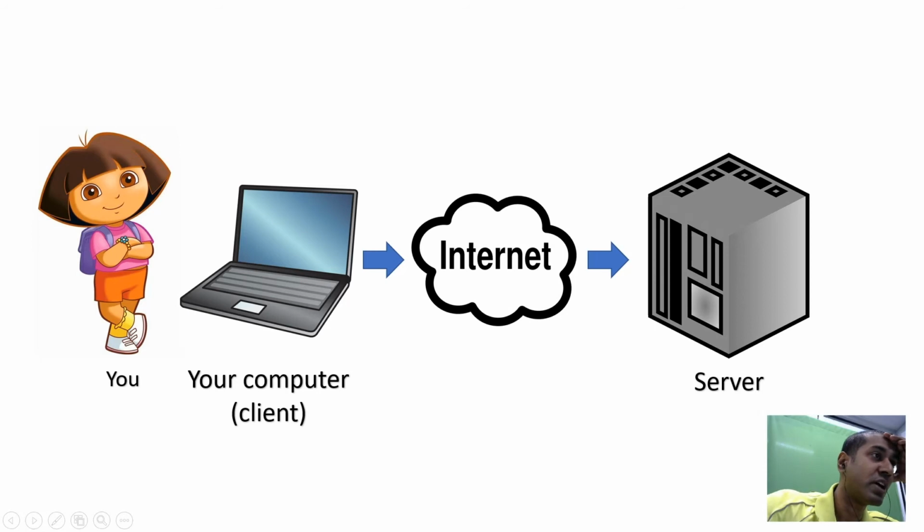Okay, so let's pretend Dora is you and your computer is a client because you're viewing a website. Let's say you're viewing yahoo.com on your computer and you're browsing over the internet to look at the yahoo.com search page, and you send a signal over the internet to a server computer that sends the actual website back to your computer so that you can view it.